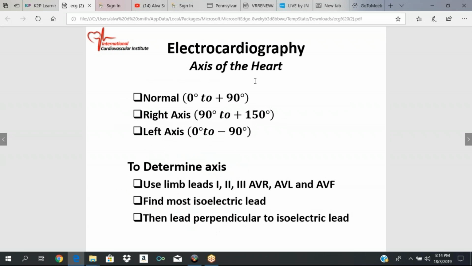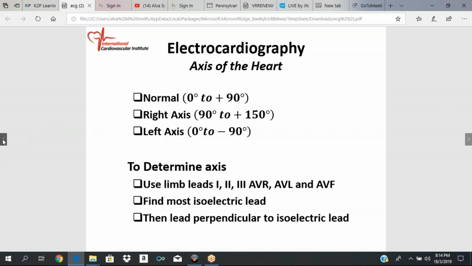Again, remember what I said about the axis. The axis is the average direction that the electrical activity travels through the heart. And if all you leave here tonight understanding is the general direction that the electrical activity travels, that's enough. If the axis is abnormal, it tells you something is wrong with the heart. So the normal axis is between 0 and 90.